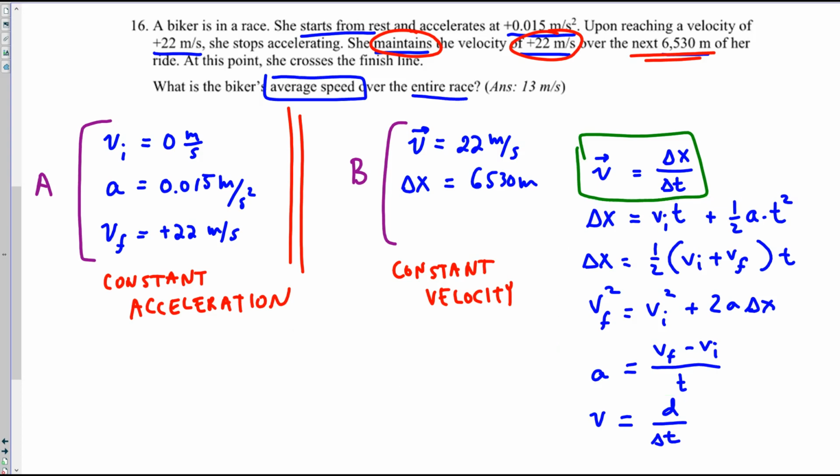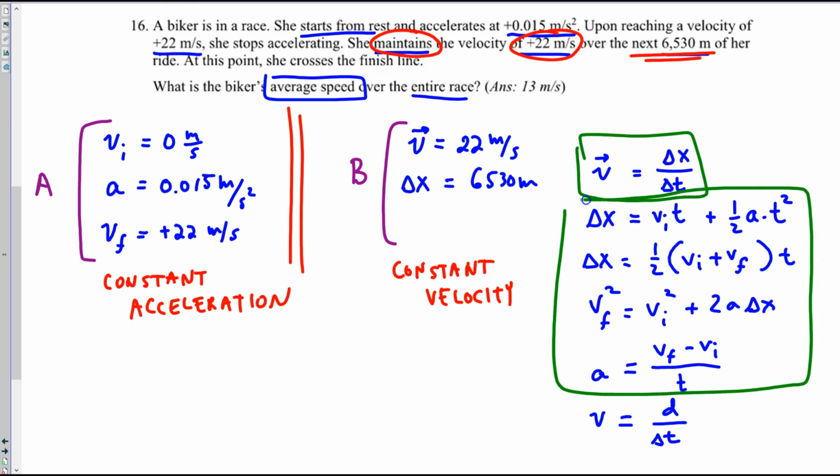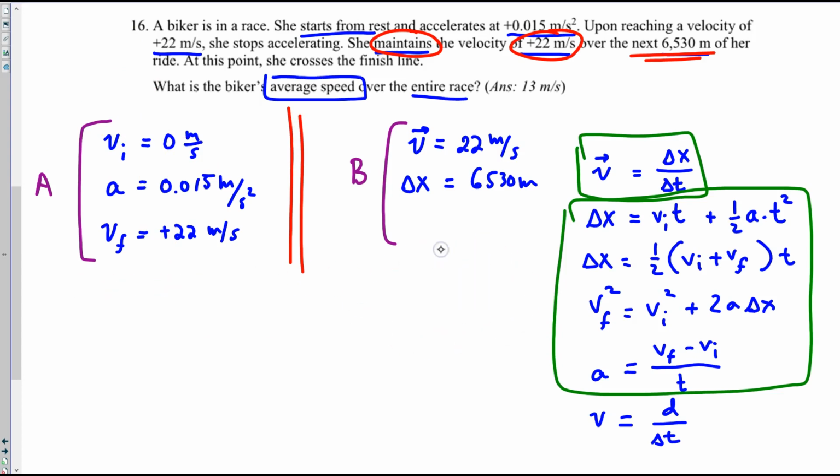Okay, now that we've got that sorted out, the question becomes, what are we trying to solve for? What's the unknown, and how do we get there, right? Let me read the last part of the question. What is the biker's average speed over the entire race? Well, I know the equation for average speed is distance over time, but I also know that when there are segments, you have to add the total distance and divide by the total time.